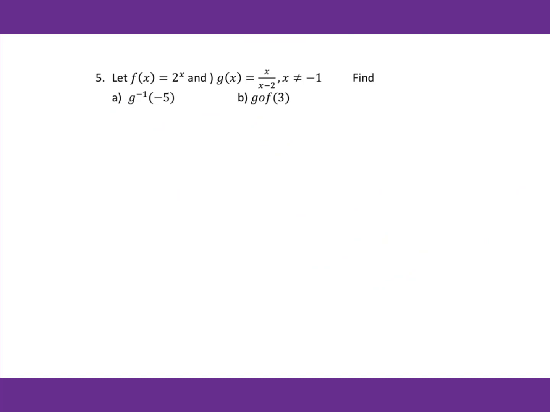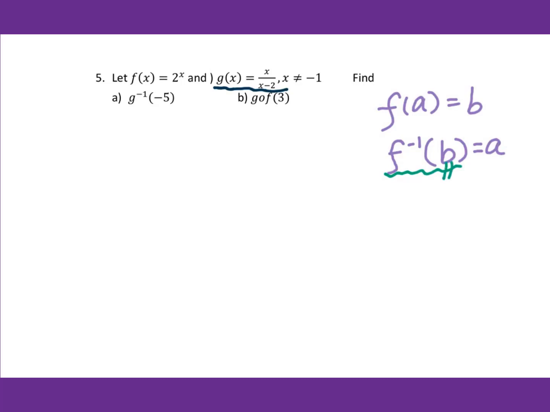For number 5, let f of x equals 2 to the x power, and g of x equals x over x minus 2, x not equal to negative 1. Find inverse g of negative 5. As we know, f of a equals b. In other words, it's the inverse f of b equals a. Therefore, when you have an inverse f, this number will be the y. This will be the x. For inverse g of negative 5, this one is y. In other words, for g of x, y will be g of x.